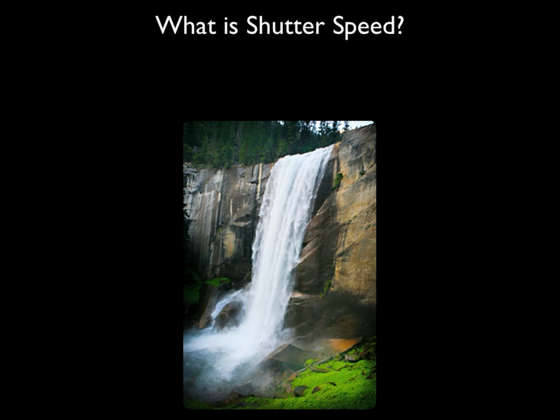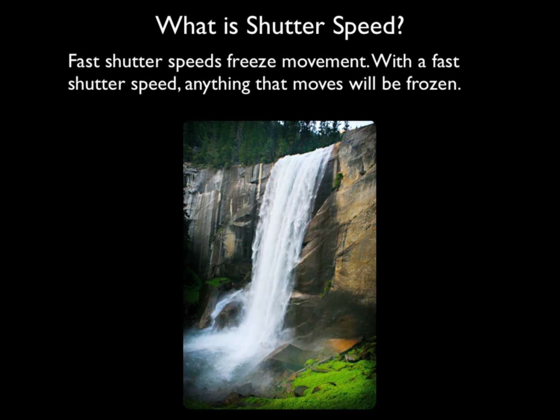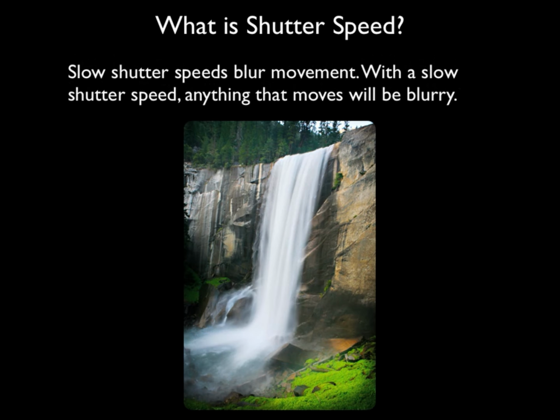What is shutter speed? Fast shutter speeds freeze movement. With a fast shutter speed, anything that moves will be frozen. Slow shutter speeds blur movement. With a slow shutter speed, anything that moves will be blurry.